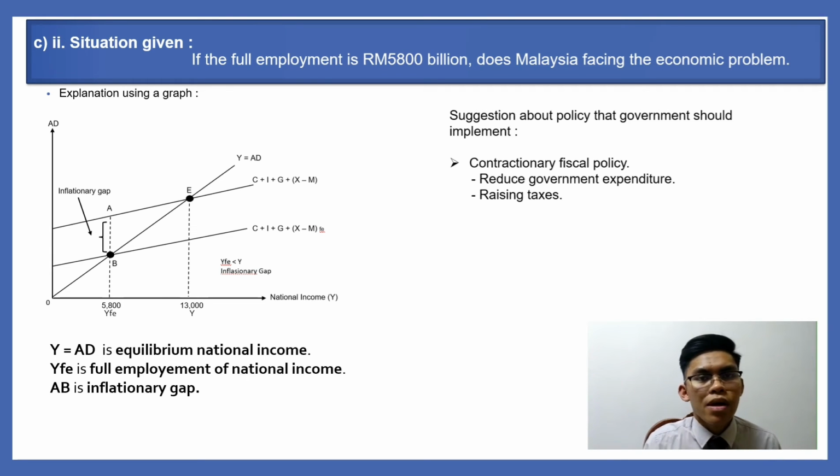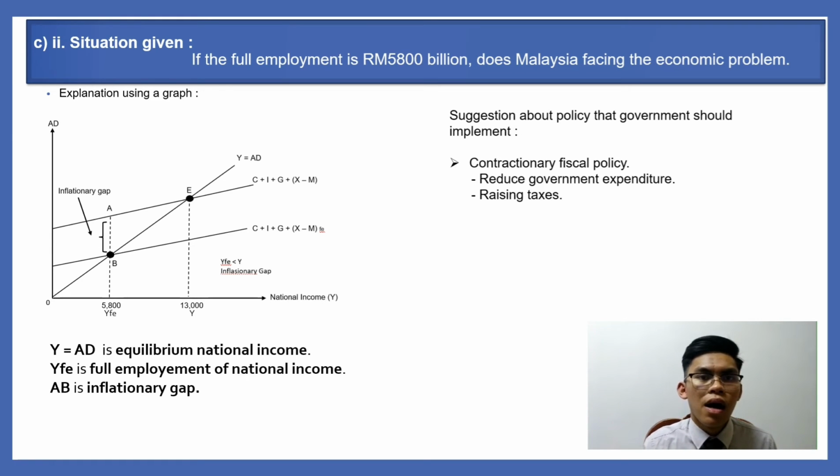Based on the graph, the national income is at Y, that is 13,040 billion, but the national income of full employment is at point B. You can see that there is an inflationary gap on the graph, which is AB. That is the economic problem. The inflationary gap of AB will increase the general price level.